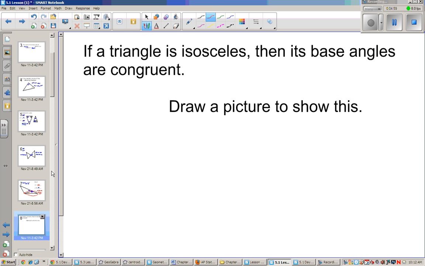All right, now we're going to move on to properties of isosceles triangles and equilateral triangles. So this says if a triangle is isosceles, then its base angles are congruent. So in other words, I'll just make a triangle. I'm not very good at drawing on this quite yet, so let's erase this. Right, and then I'll go up to my tool up here and make one.